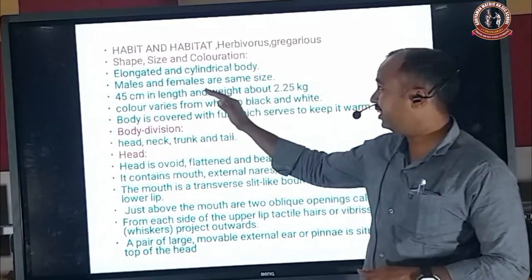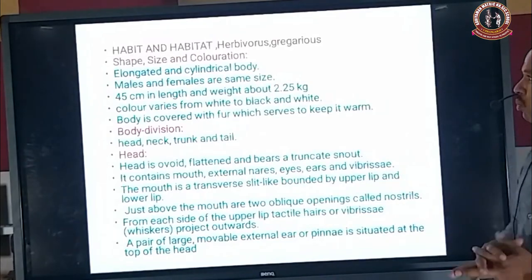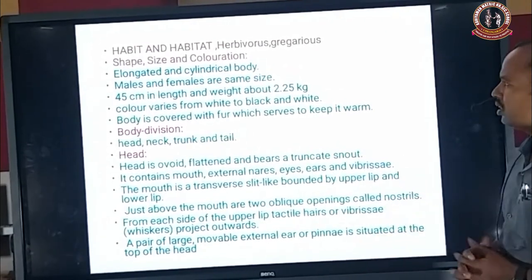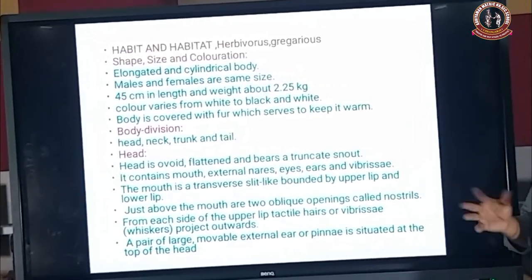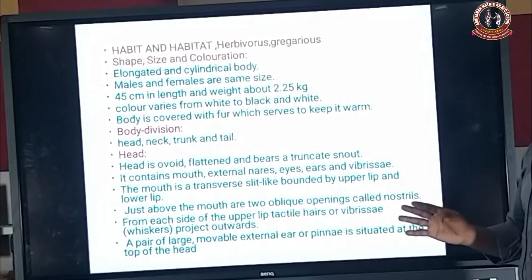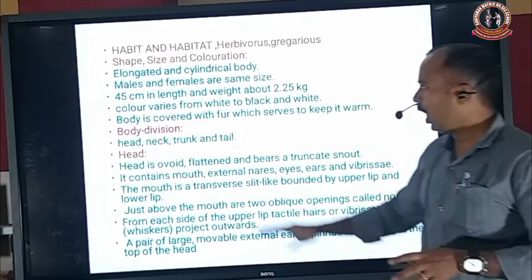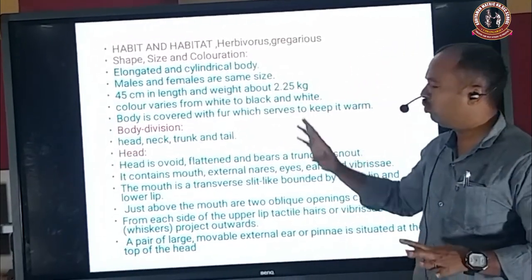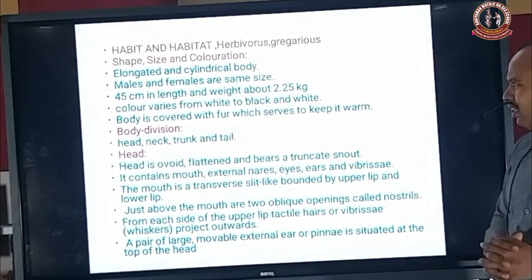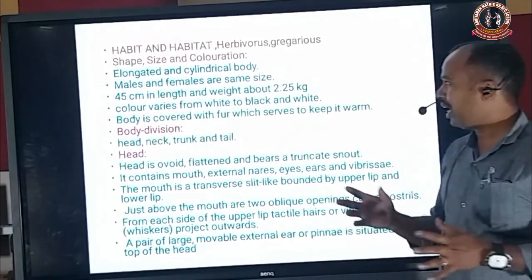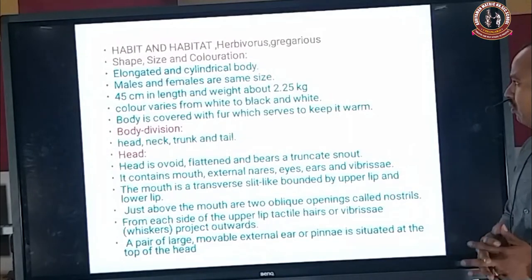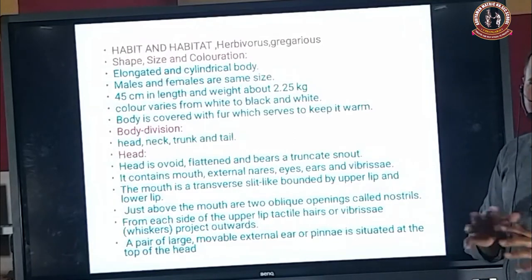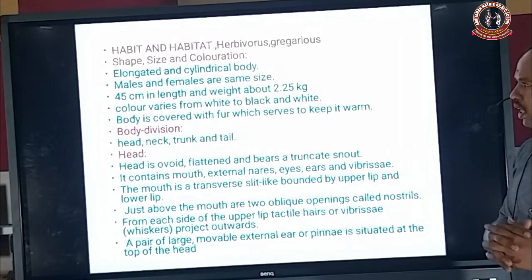And the shape, the size and the coloration. The shape of the body is elongated and cylindrical, and males and females are the same size. We cannot easily identify the male and female based on size. The rabbit grows up to 45 cm and a weight of 2.25 kg in both male and female. And colors vary from white to black and black to white. The body is covered with fur which serves to keep it warm. Okay, the epidermal hair is an important character of mammals, and also the mammary gland.